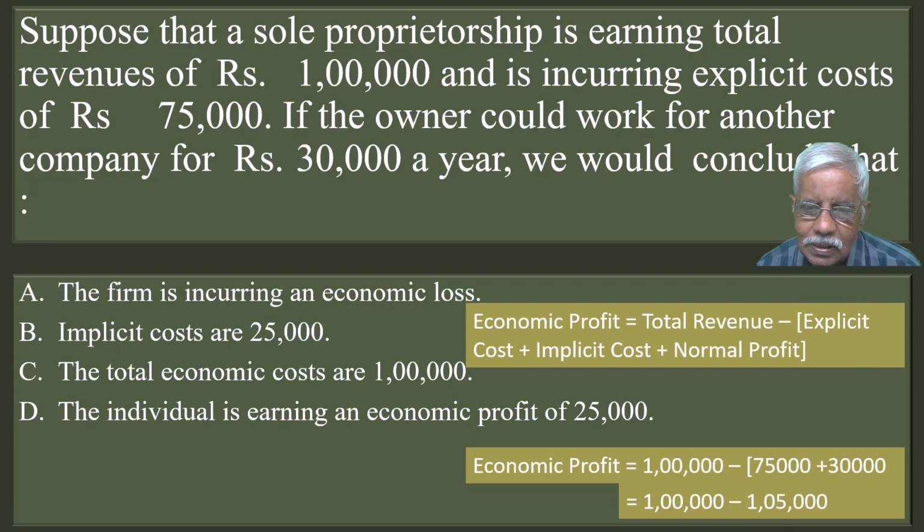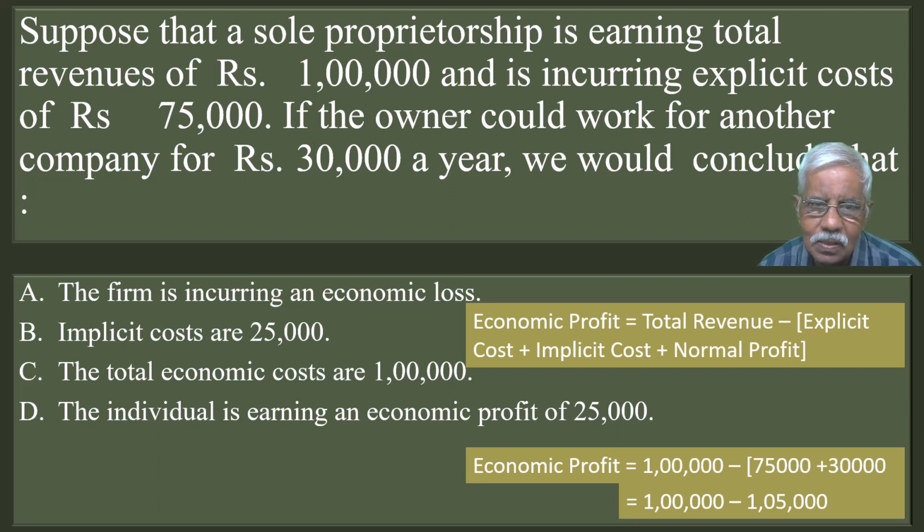Finding the correct answer depends on finding the economic profit. The economic profit is equal to total revenue minus explicit cost plus implicit cost plus normal profit. Explicit cost plus implicit cost plus normal profit is total economic cost. Total revenue minus total economic cost constitute economic profit. We know total revenue, it is 1 lakh. Explicit cost 75,000. What is implicit cost?